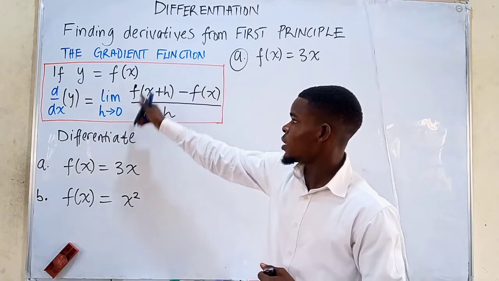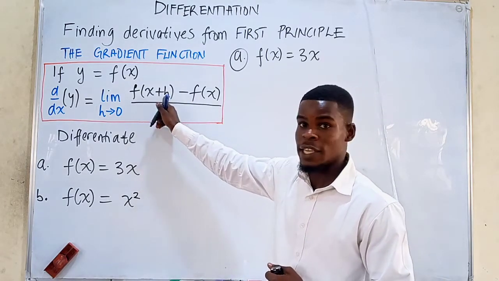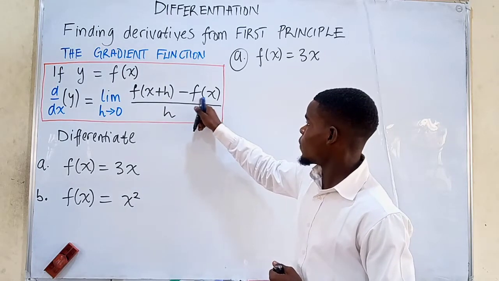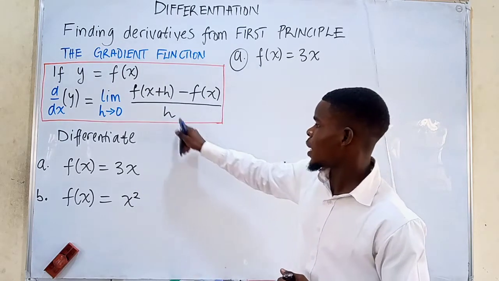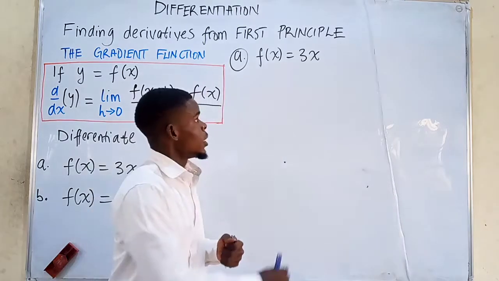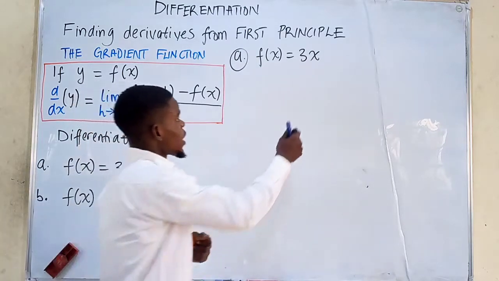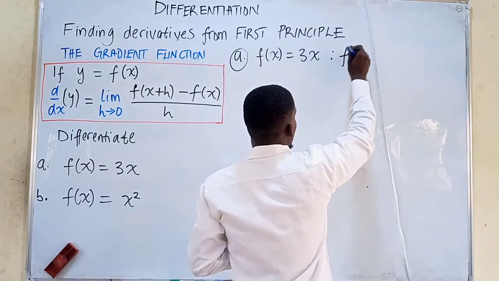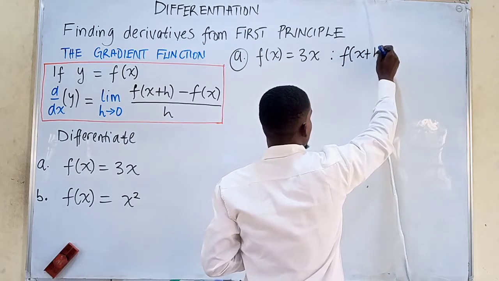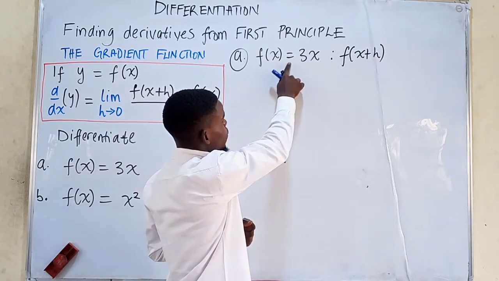And to use this gradient function, we need to get f of x plus h. We need f of x, which we have already been given, and then this h is just what we'll be substituting all the time. Now look at this. If f of x is 3x, then what will f of x plus h be? From the given question, f of x is 3x.